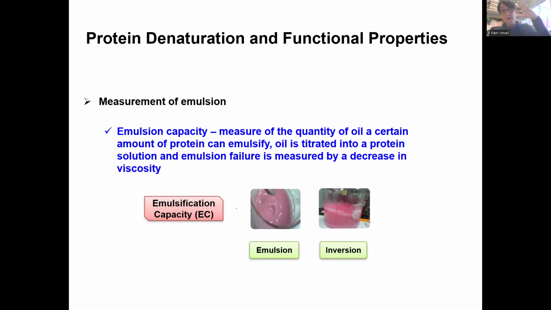We stop titration, we measure the amount of oil that we were able to emulsify, and we calculate the amount of oil. We convert volume to mass using the density of the oil and determine how many grams of oil were emulsified by a gram of protein.